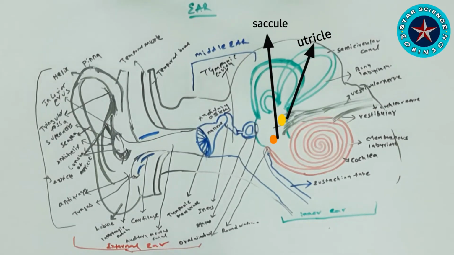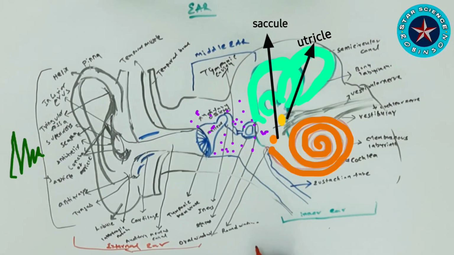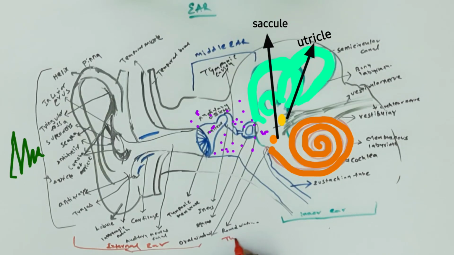This particular portion is called the external ear. The external ear collects sound waves, the middle ear conveys sound vibration to the oval window, and the inner ear is the house of receptors for hearing and equilibrium.